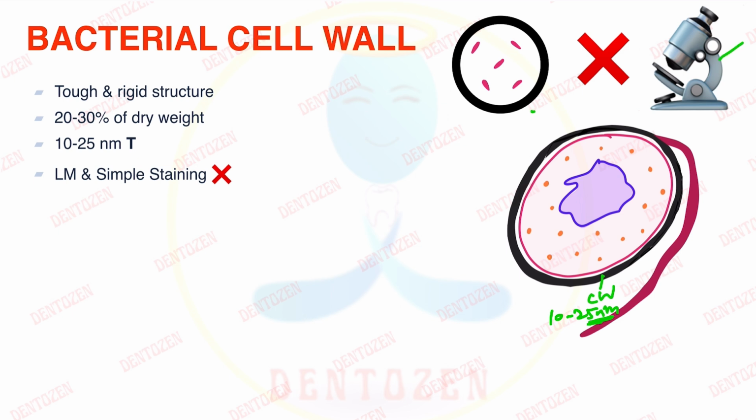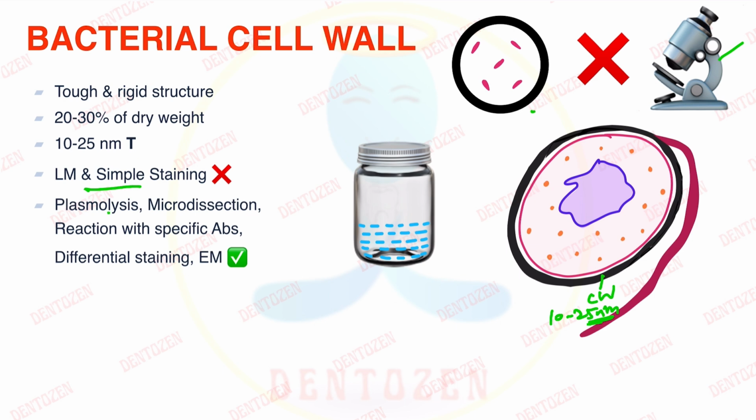We can see it by a method which is called plasmolysis. When we place this bacterial cell in a hypertonic solution, its cytoplasm shrinks and its cell wall will remain. So then we can see this cell wall. Other methods are microdissection, reaction with antibodies, as these cell wall have specific antigens which can react with specific antibodies, and then we can see it. Then we can also see it with differential staining methods and electron microscope, as it has better resolution. So these are the methods of demonstration of cell wall.